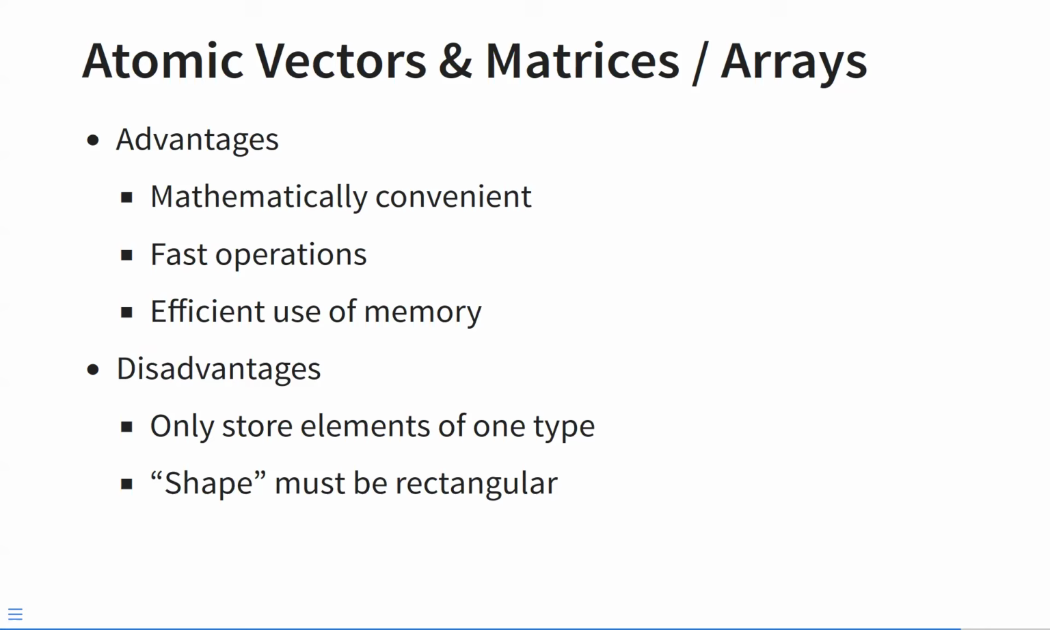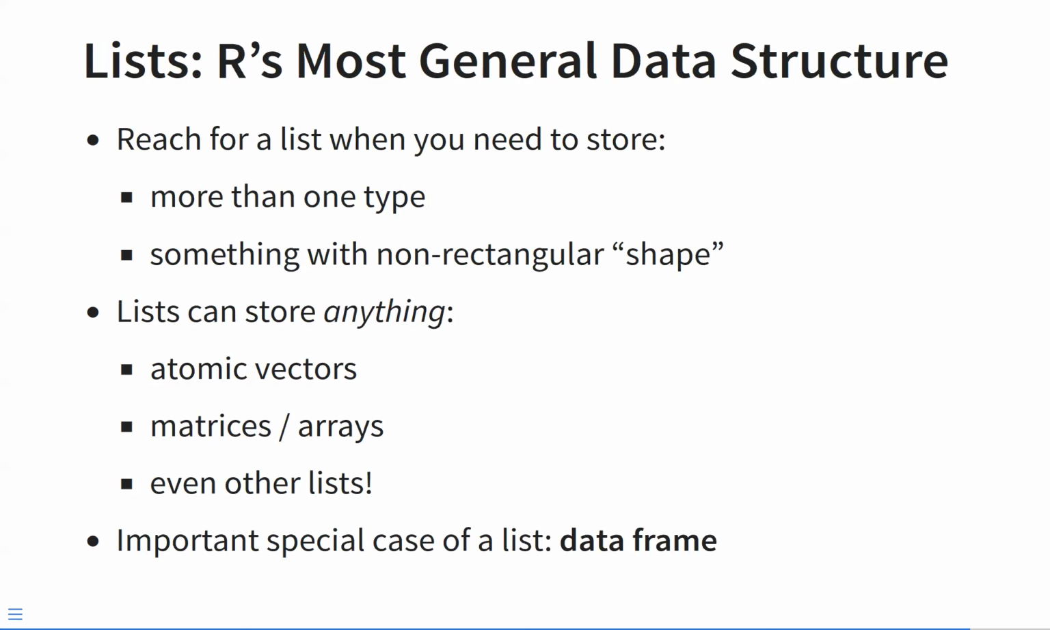So far, we've spoken about atomic vectors and matrices, which are just a special case of arrays. Their advantage is that they're mathematically convenient. Operations are really fast, they make efficient use of memory, and there are some disadvantages. The crucial one is that they can only store elements of one type. Also, their shape has to be rectangular. If you want to avoid these problems, fortunately, I've got a data structure for you.